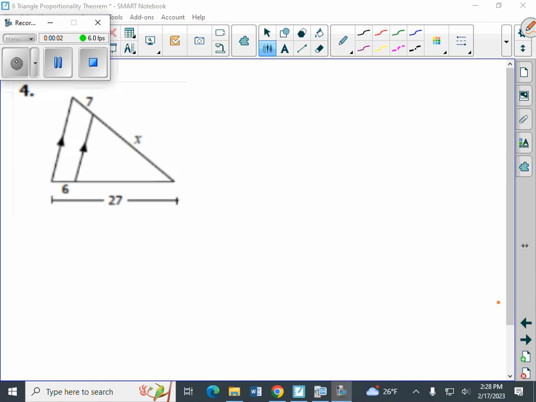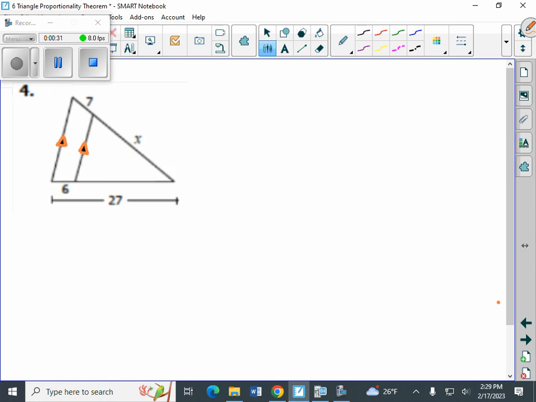Problem number 4, we're still talking about the triangle proportionality theorem. What we're trying to do is figure out the value of x. On this particular problem, we see that those two lines are parallel. A line inside the triangle is parallel to a side of the triangle, which allows us to set up a proportion.